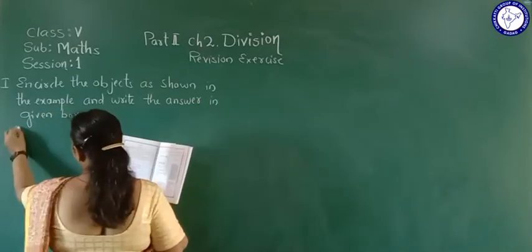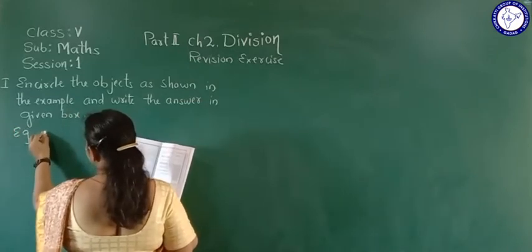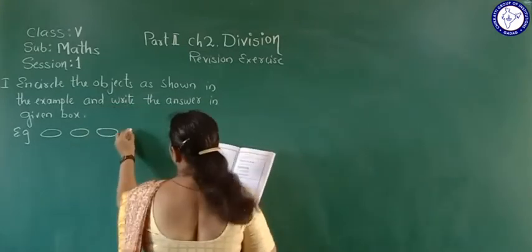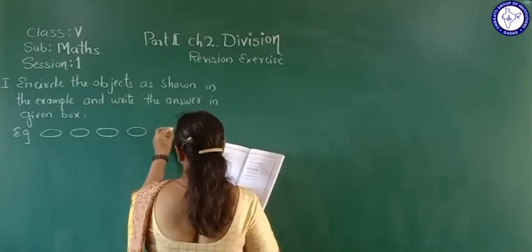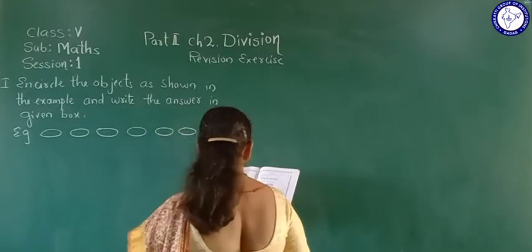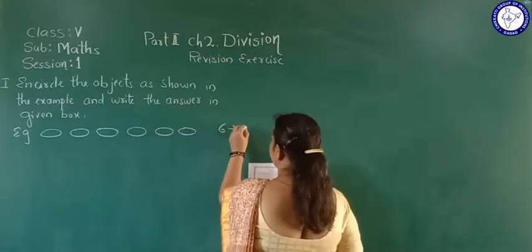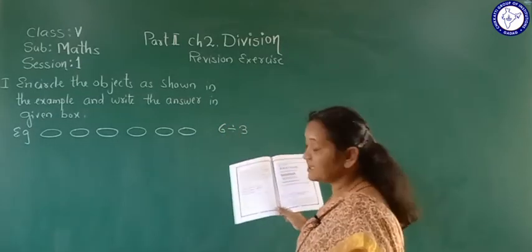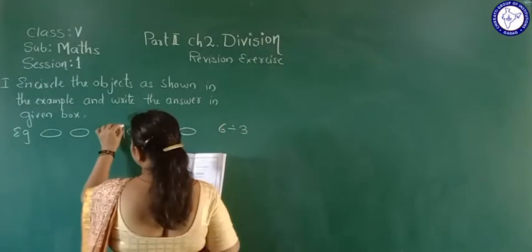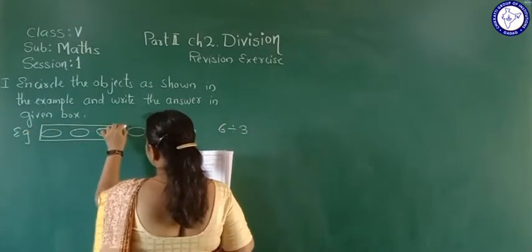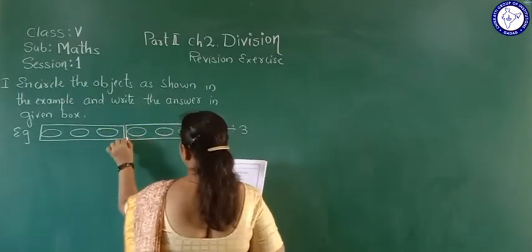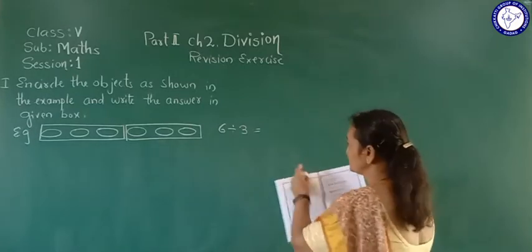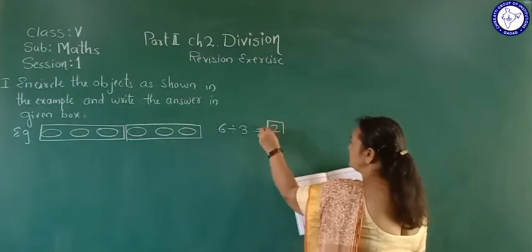You can say rats. I am just doing round: 1, 2, 3, 4, 5, 6. There are 6 rats and it is told 6 divided by 3. So what do we do? These 6 we have to divide into 3 groups of 3. So here this is one group and this is the second group. So what do we write? How many groups do we have? We have 2 groups. So in the box you should write 2 groups.